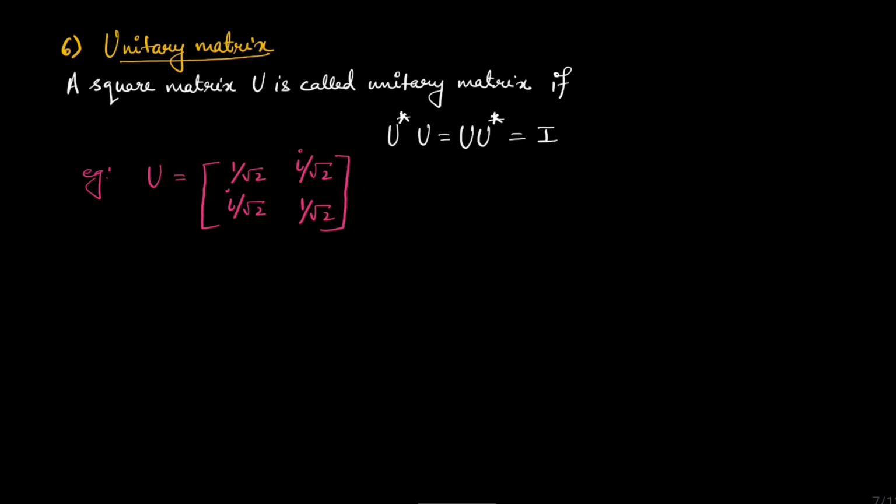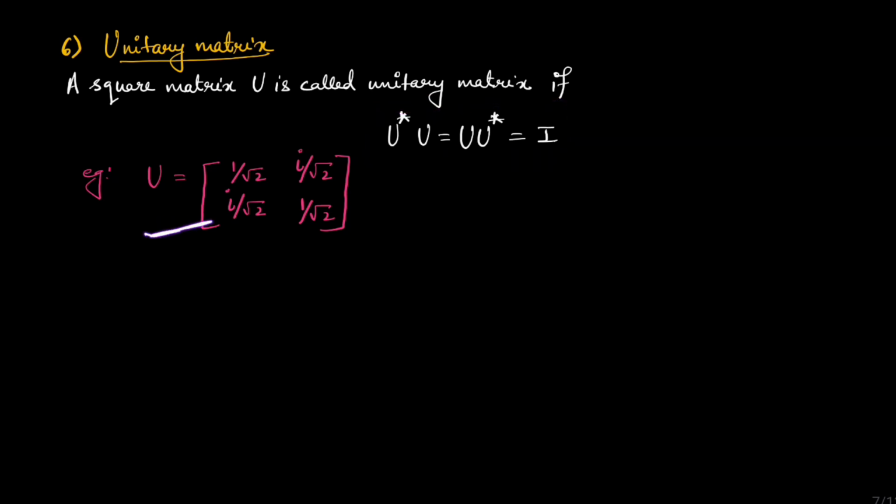Now what is the next type? This is the unitary matrix. What is a unitary matrix? A square matrix is called a unitary matrix if the conjugate transpose of U into U, or U into the conjugate transpose of U, is always the identity matrix. Let us quickly verify this result.